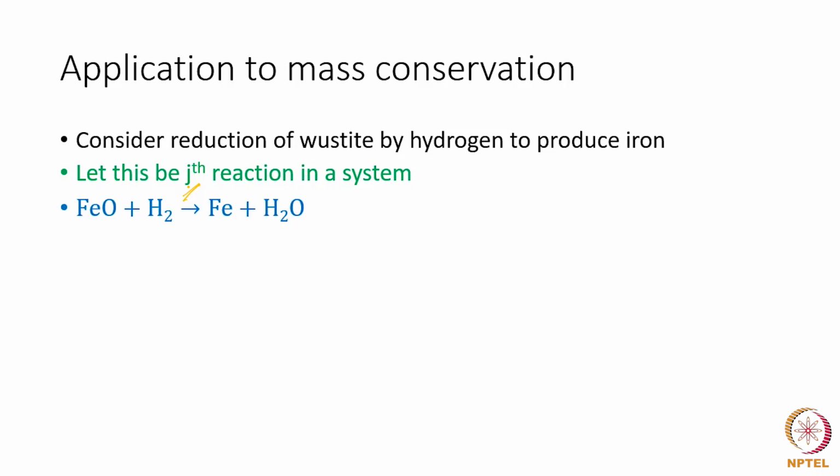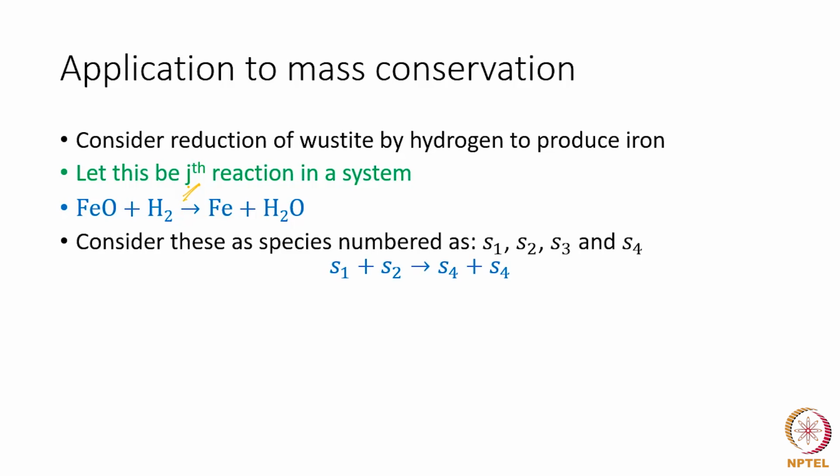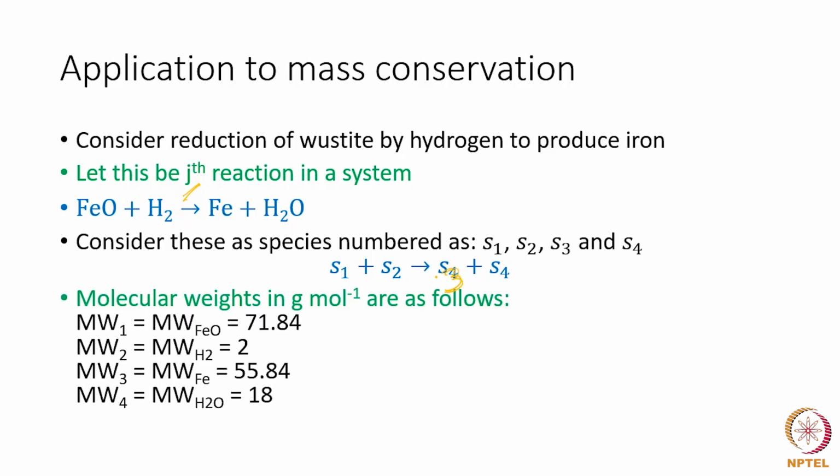Okay, so the reaction itself is given here in the stoichiometric form, and FeO plus H2 gives rise to Fe plus H2O. Okay, now we can actually forget about what these species are. We can just number them as S1, S2, S3 and S4. So there is a small error here. This is S3 plus S4, and we can then look at the molecular weights of each of these species and use these numbers to essentially convert this equation into a form by which we can relate to the weights, okay, molecular weights of those species that are reacting.